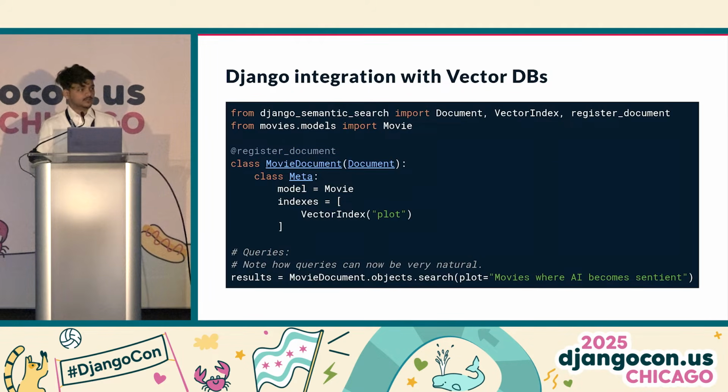The way it looks in Django is something like this, similar to how we did it in Elasticsearch. You need to register it as a document, and with the meta fields, you specify the model and whatever you want to get a vector index out of. So for example, there will be a lot of plot data, like for every movie, there will be some story behind it. And that's where we are storing all of the text. What this document will do is convert that into a vector so that you can search on top of it. And note that previously it was all about looking for individual terms, and now you can just talk to it very naturally. So you can just ask for movies where AI became sentient, and it will work.